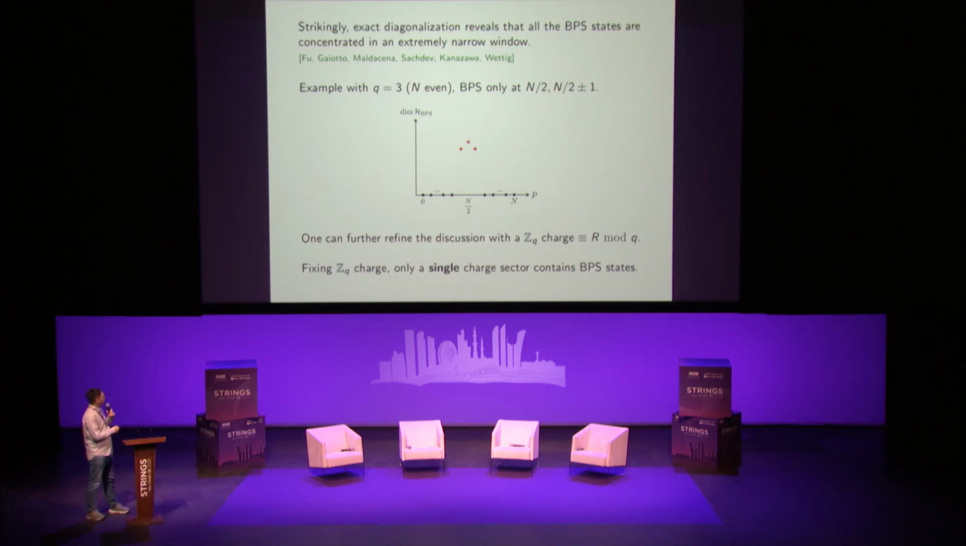Now we can further refine this discussion with an additional Z_Q charge in the model that is invariant under acting with Q. This Z_Q charge is defined by R charge mod Q. The purpose of that is that once you've done that, these 3 different charge sectors actually have different Z_Q charge. So with fixed Z_Q charge, the statement is very simple: only a single charge sector contains BPS states.